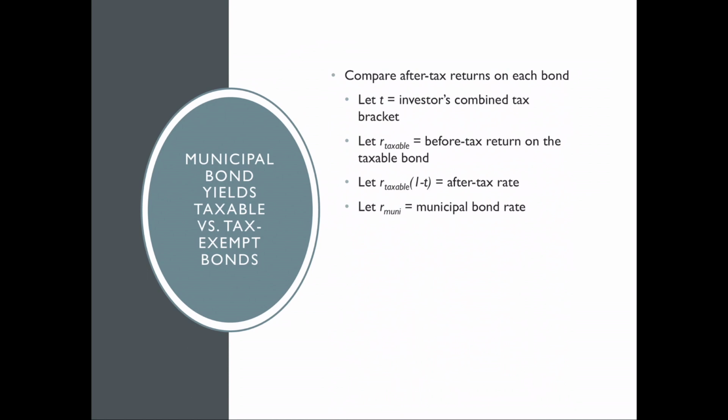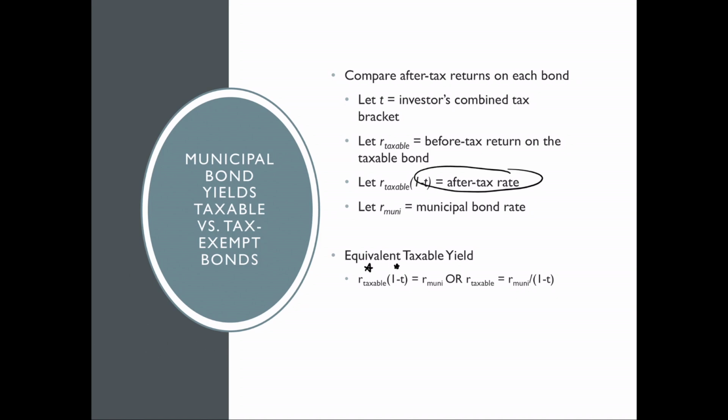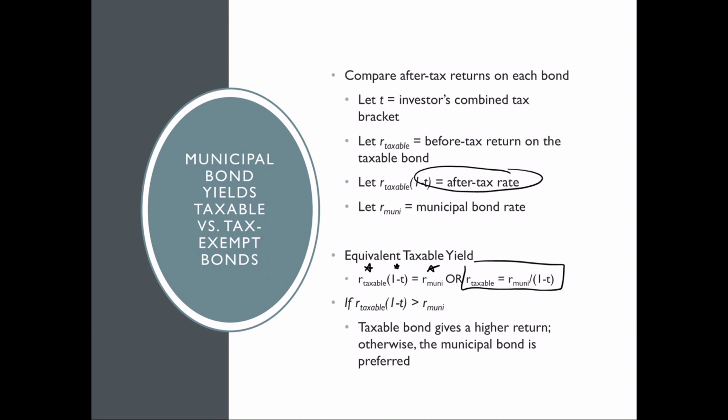If you want to figure out what the equivalent rates are, we have an equation for the equivalent taxable yield, which is you take the return or the before-tax yield on the taxable bond and multiply it by 1 minus the tax rate. So essentially what you're doing is getting the after-tax rate and setting it equal to whatever the return is on the muni, since it is tax-free. Or here's another variation of the equivalent taxable yield that you could use. If the after-tax yield on the taxable bond is greater than the return on the muni, then you would take the taxable bond. Otherwise, the municipal bond would be preferred.